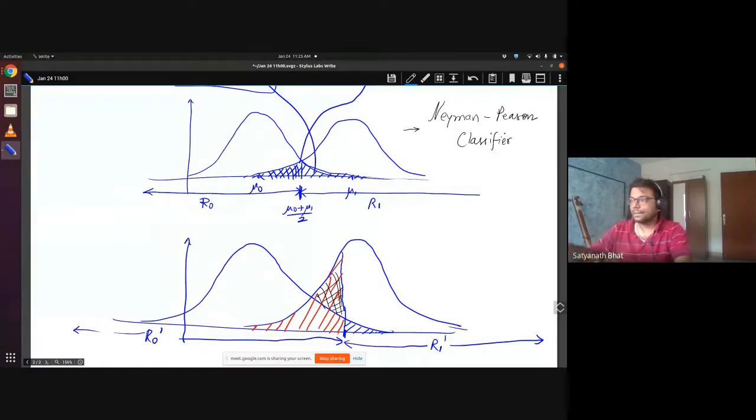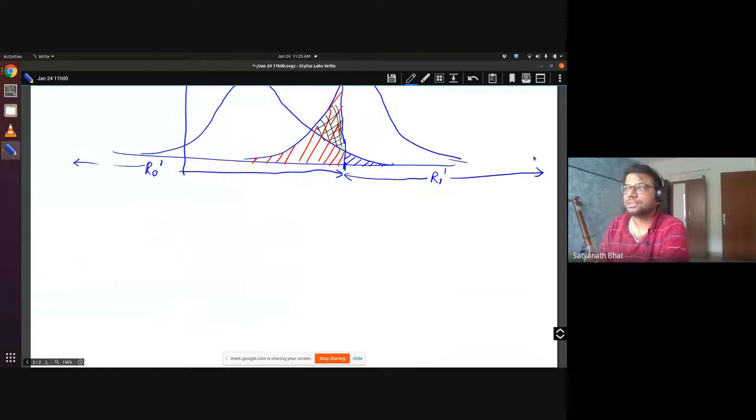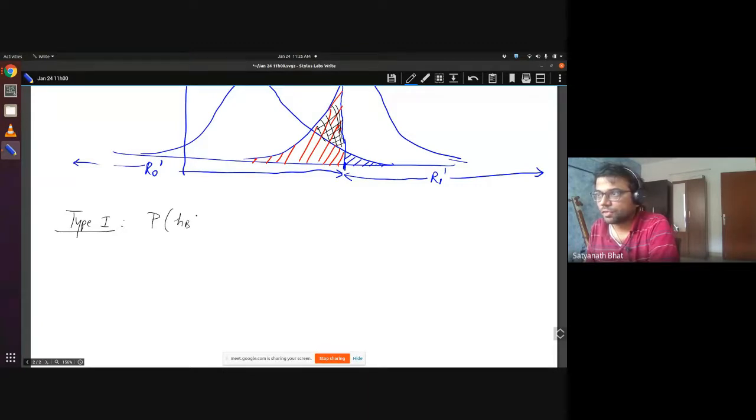So basically, what is type 1 error? Let us try to talk about type 1 errors and type 2 errors, just because he asked. This is the probability that HB of X is equal to 1 given Y is equal to 0. Okay, so this is false alarm.